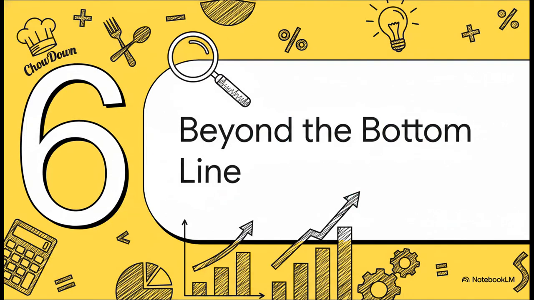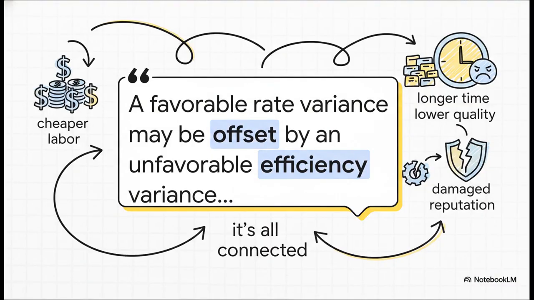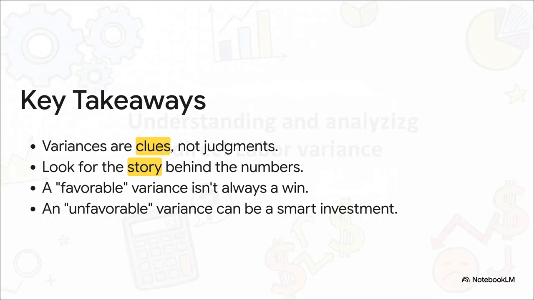But what does all of this really mean for you as a manager? Because the goal isn't just to do the math, right? It's to actually get some insight from it. This quote right here is the absolute key to all of this. It's all about the trade-offs. You might save some money by hiring cheaper labor, which gives you a nice, favorable rate variance. But if those workers take longer or, worse, produce lower quality stuff, you could create a huge, unfavorable efficiency variance or even damage your company's reputation. It's all connected. So here's the bottom line.